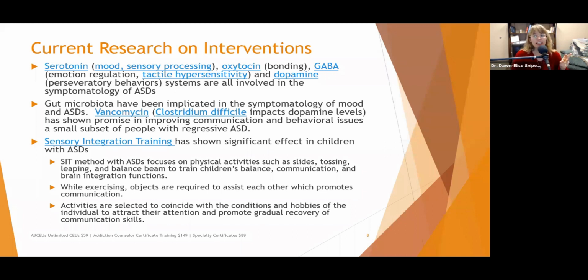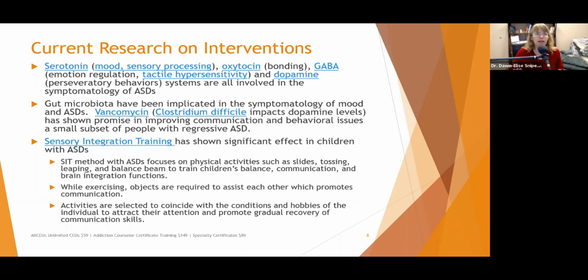Sensory integration training has shown significant effect in children who are on the spectrum. Sensory integration uses physical activities like slides, tossing, leaping, recreation therapy, physical therapy. It can be involved in either one of those. Leaping, using a balance beam, things like that to train children's balance, communication, and brain integration functions.